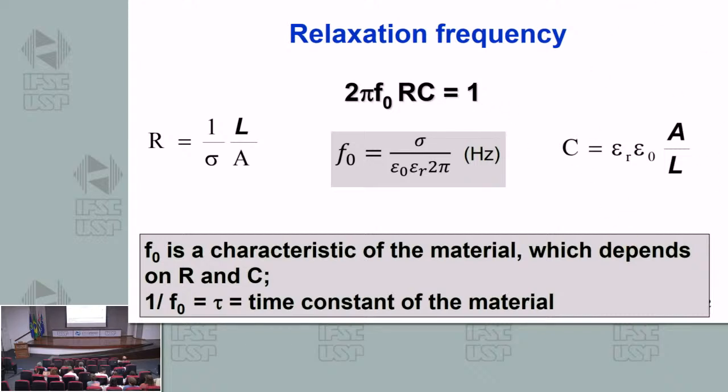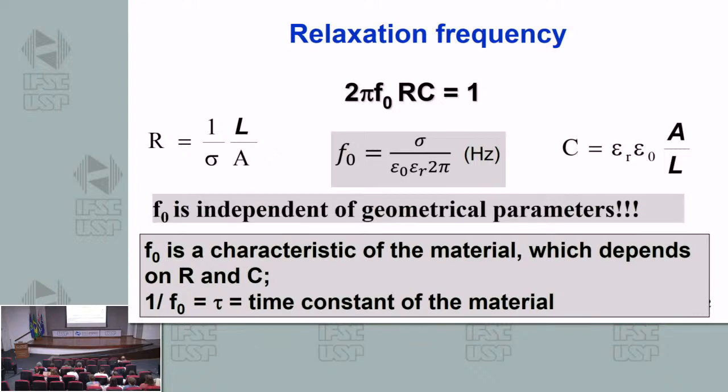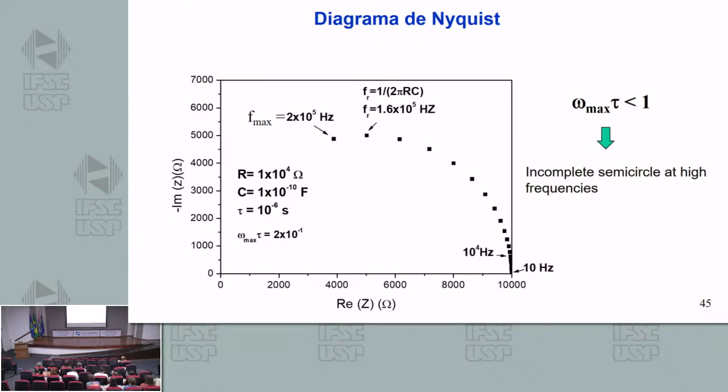This is very useful, for example, when I have grains and grain boundaries, when I have a glass and a crystal inside this glass, because I cannot know the geometric factor of all these little crystals, so the relaxation frequency will be important to help us calculate the conductivity of a second phase, for instance. And 1 over the relaxation frequency F0 is equal to the time constant of the material. So impedance spectroscopy is independent of geometrical parameters.